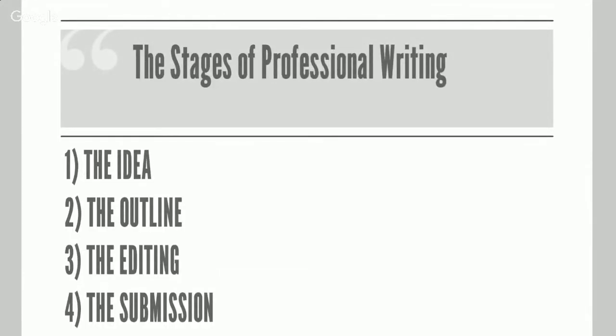Stages of professional writing: idea, outlining, editing, and submission. So from the basic idea of your blog post that you have in the beginning, you have to create the outline, the content, you have to edit that, proofread it before you actually submit it to the blog post to be published.